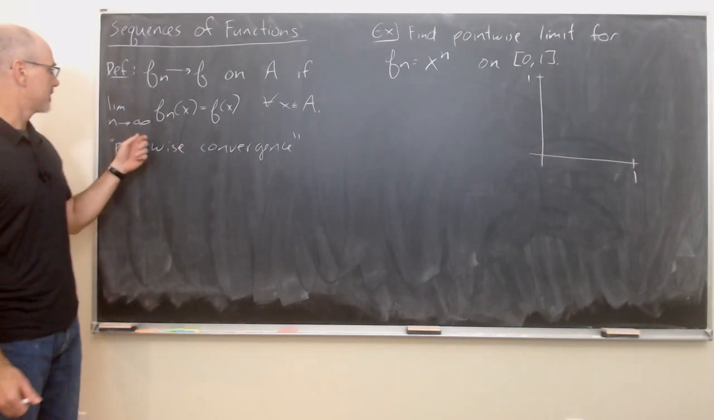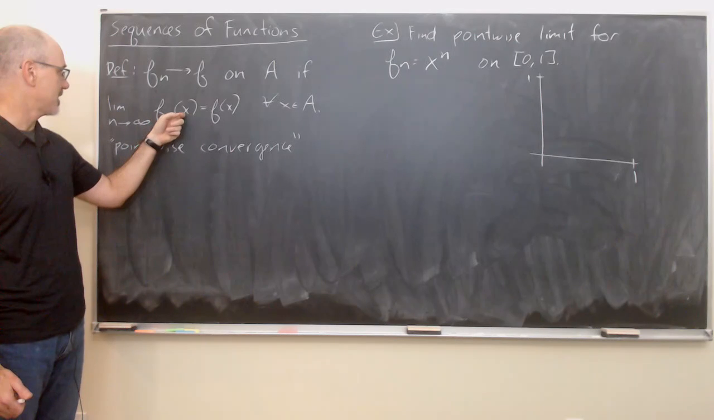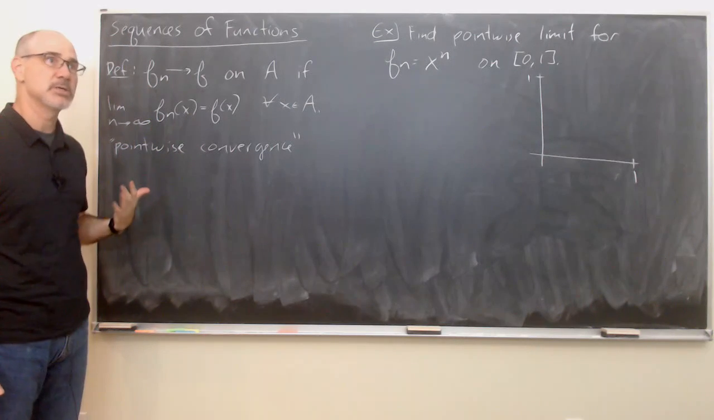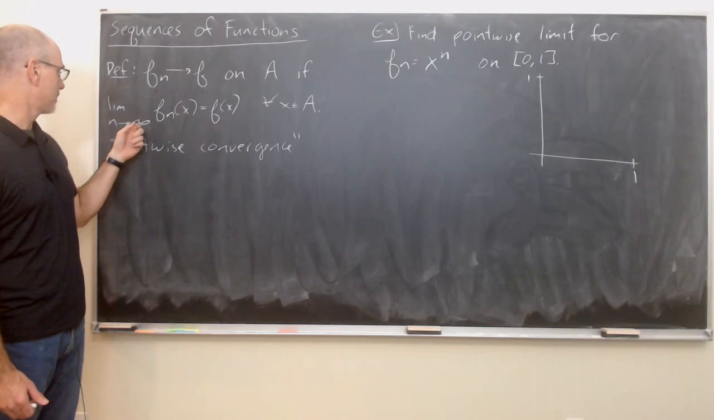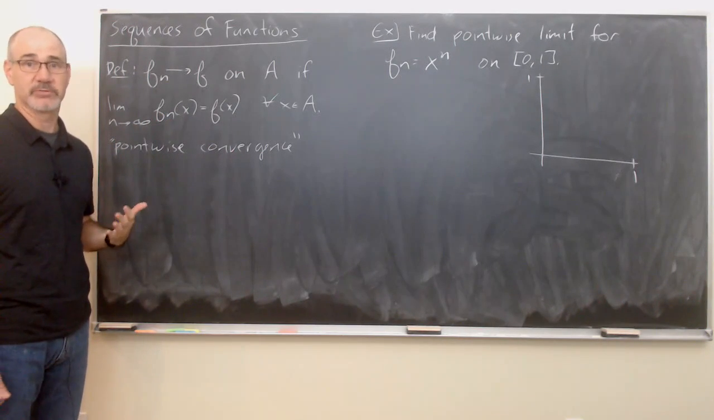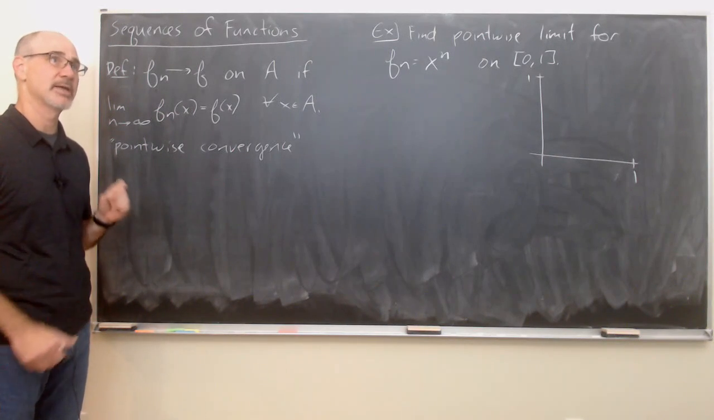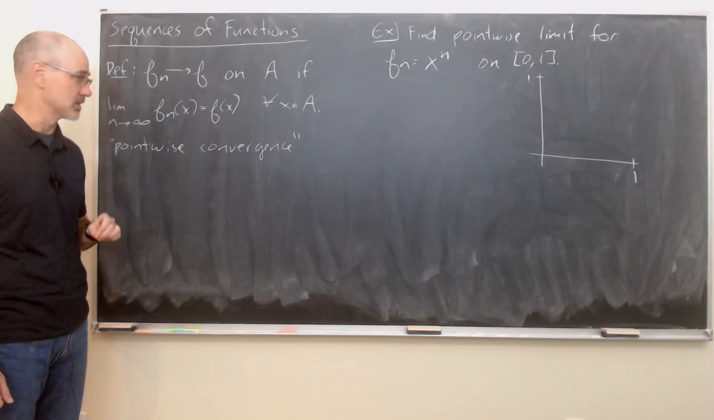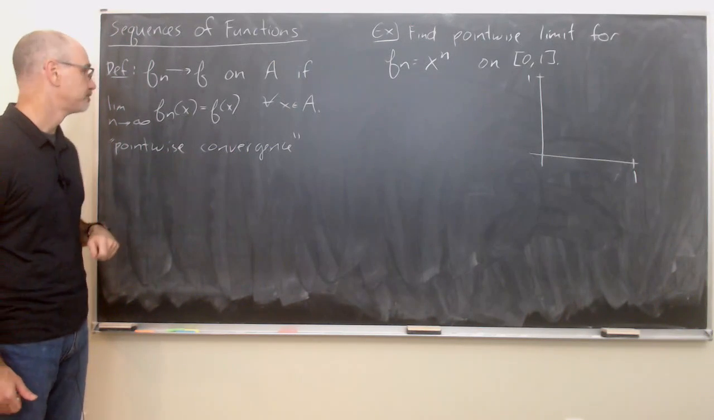Now, one thing to note is that when we plug in a value for x, this sequence fn of x is just a sequence in our usual sense, right? So the idea of the limit as n goes to infinity of fn of x, that is something we've defined already. So this is not really a new definition. We're just applying our definition of convergence of sequences to every point in a set A.